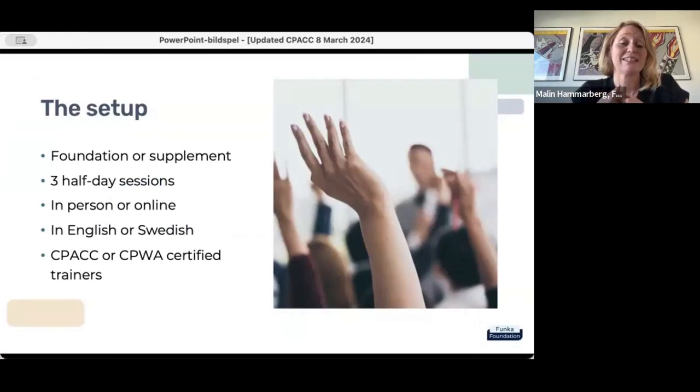The trainings are 3 half-day sessions, where a half day is 3 hours long. We can have this course in person or online, and the course is available in both English and Swedish. And all our trainers on the course are either CPACC or CPWA certified. When you're CPWA certified, you have both the CPACC certification and the WAS certification.